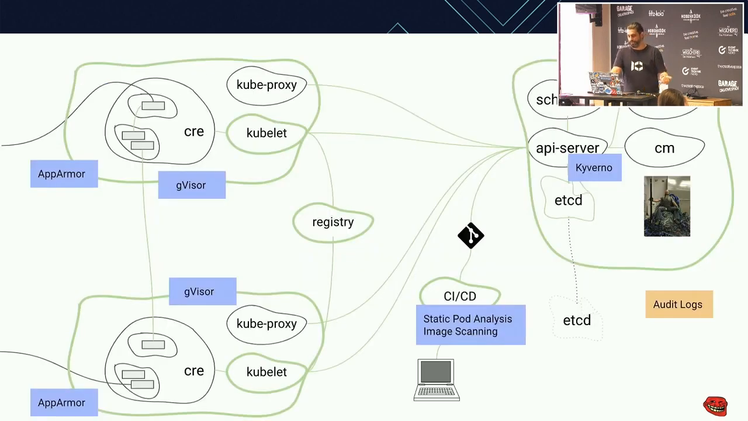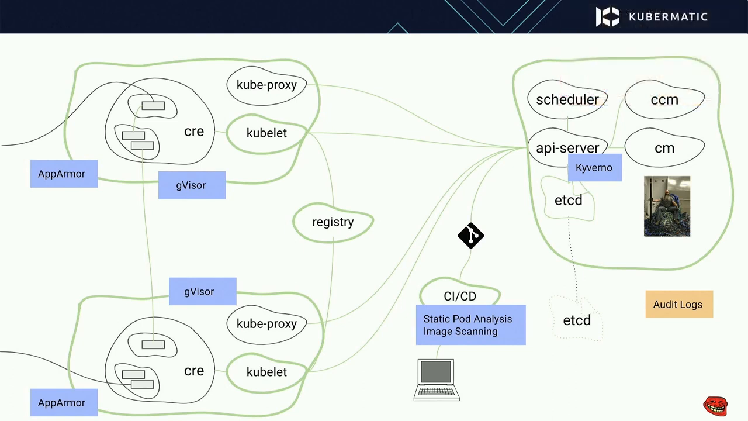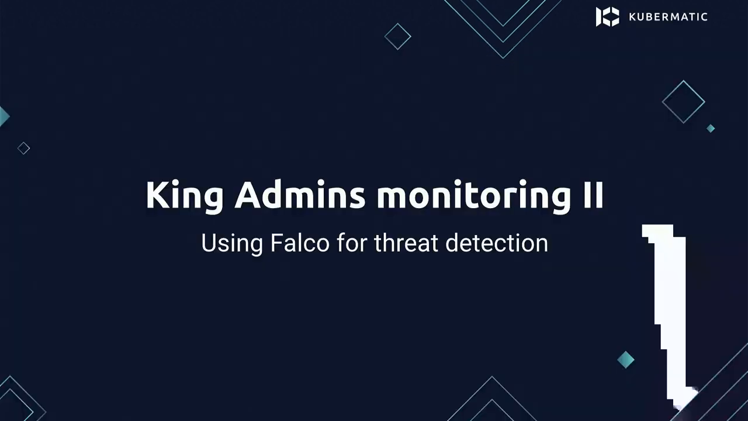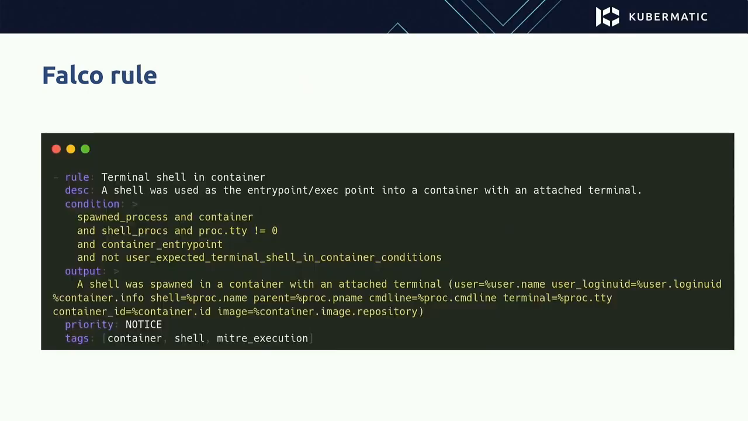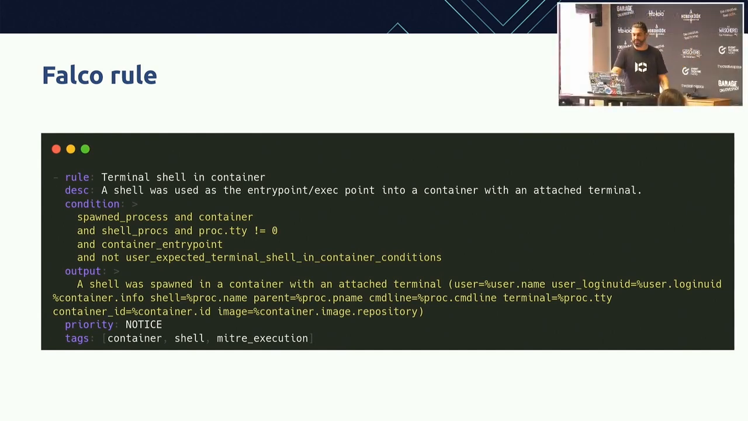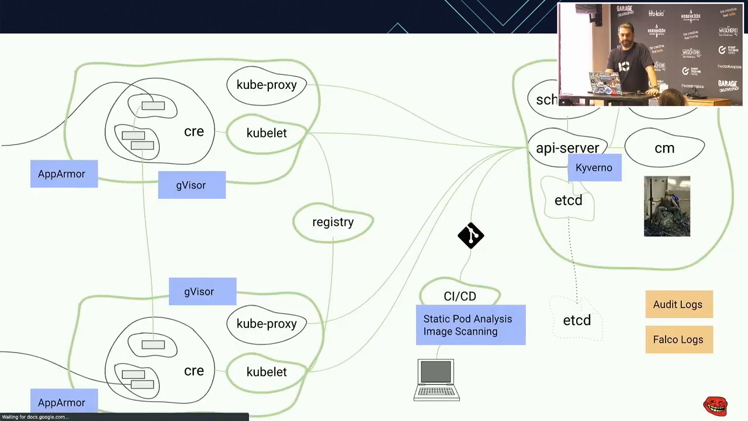So for monitoring, you have the audit logs, so you know who is doing what to your objects within your Kubernetes cluster. There's Falco. You already got some information about it. I will not go into details, but Falco is great to detect some threats. If someone is, let's say, creating a shell inside a container, then it can just detect it and alert you.